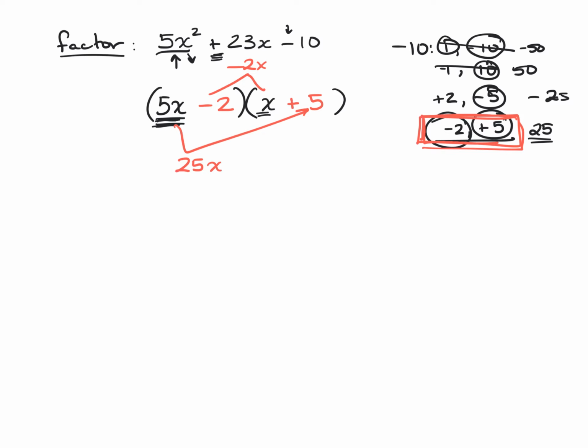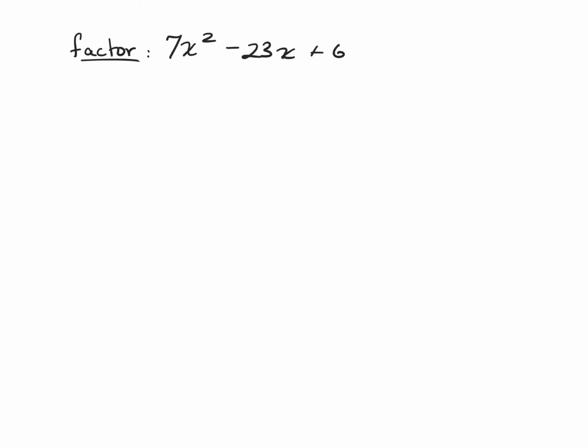All right, so my final answer to this problem, without all that stuff on it, is 5x minus 2 times x plus 5. All right, last example. Here we go. I have one more example. It says 7x squared minus 23x plus 6.